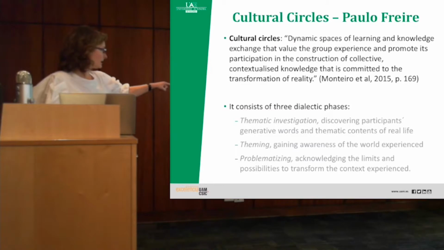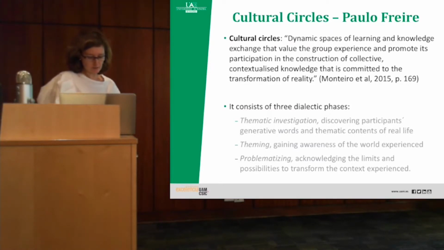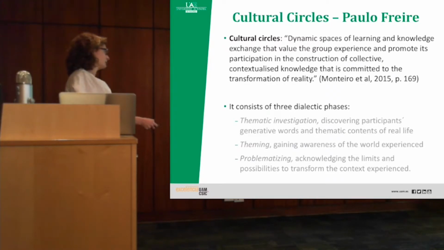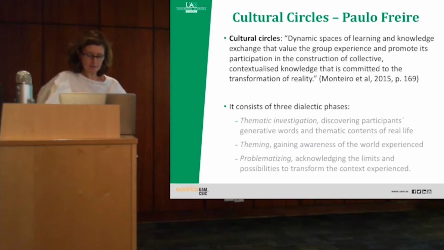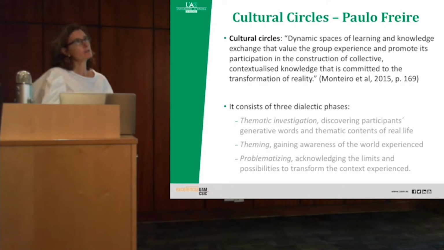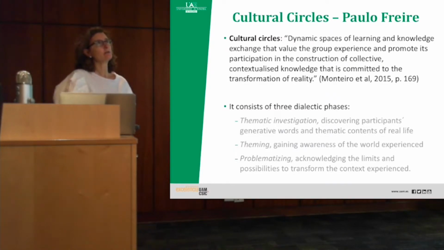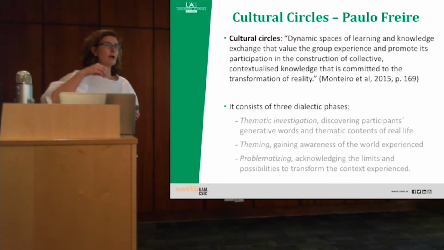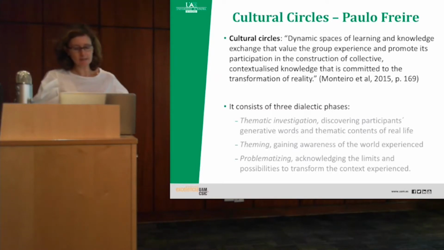Then there is the theming phase, that is when the themes are coded and decoded through dialogue, the symbols gain social meaning, and the participants gain awareness of the world experience. And finally, we have the problematizing or problematization phase, that phase includes a process of action, reflection, action, where the participants in these cultural circles attempt to overcome the first magical view through a critical and social view, acknowledging then the limits and possibilities to transform the context experience. So these groups are convened to have discussions, but they are not convened only to talk, but also to put into practice or act. So this is a difference in these kinds of groups, okay?